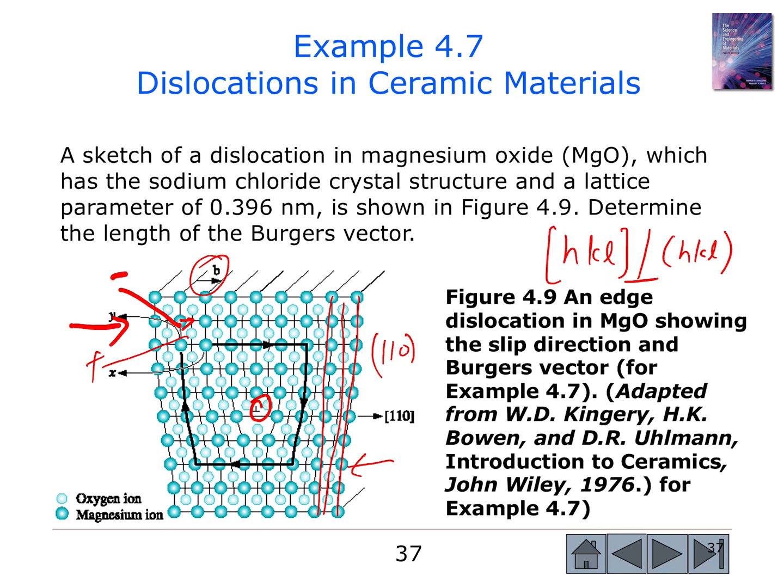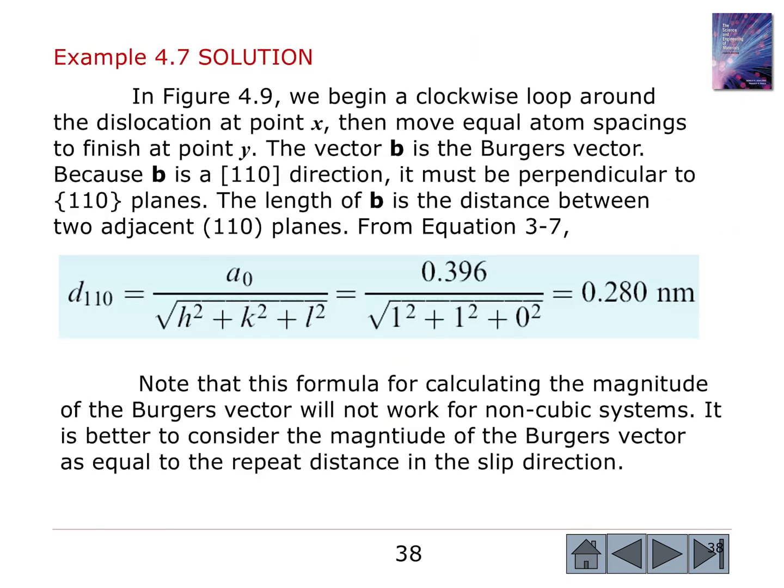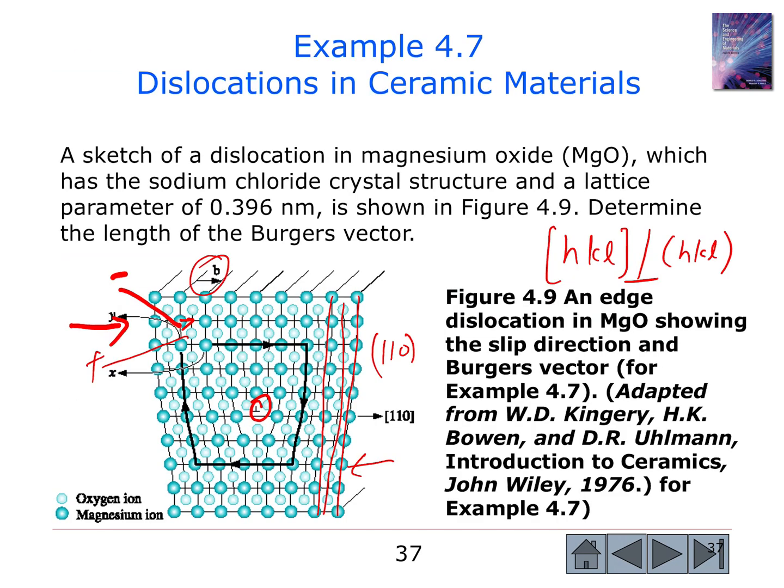So here we are going to determine the length of the Burgers vector. As I said, the plane is 110 because it's perpendicular to the direction that they have given. So we have a naught given, so a naught divided by the square root of h square plus k square plus l square. So the interplanar spacing is 0.280 nanometer. So this Burgers vector is actually equal to the interplanar spacing of the 110 plane.